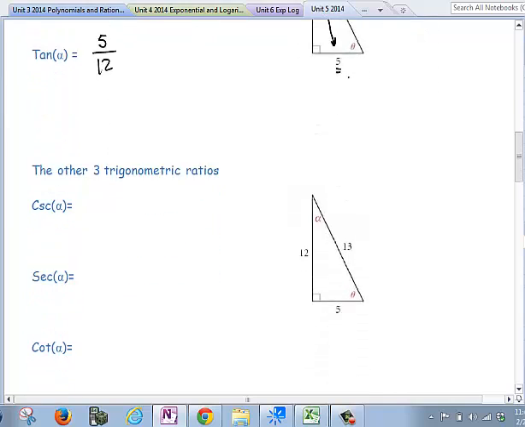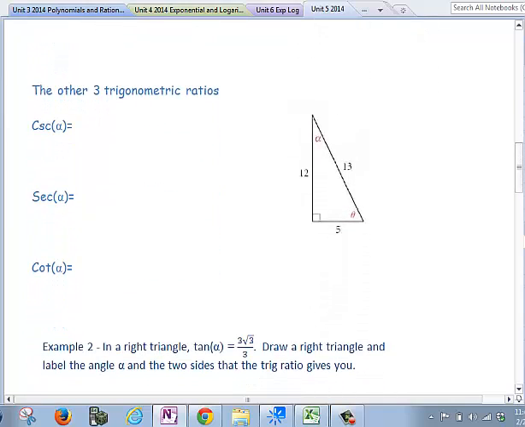Now, let's talk about the other 3 trig ratios. Cosecant, secant, and cotangent. Let me give you their definitions in terms of the other trig ratios. Cosecant is always 1 over the sine ratio. Secant is always 1 over the cosine ratio. And cotangent is 1 over the tangent ratio.